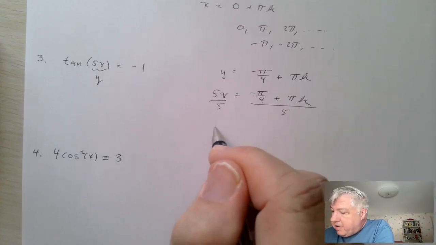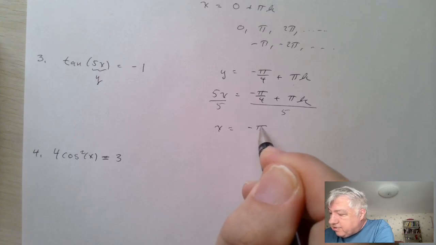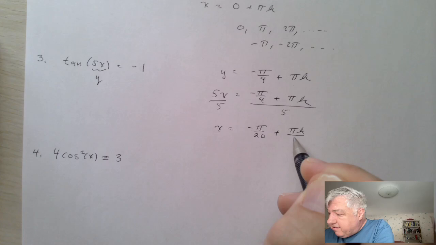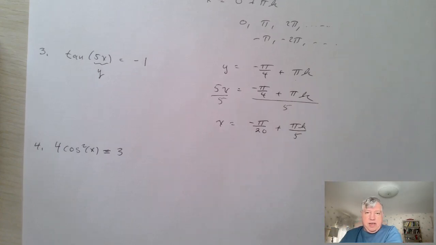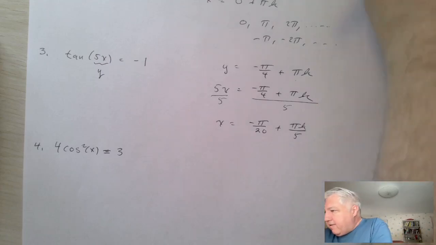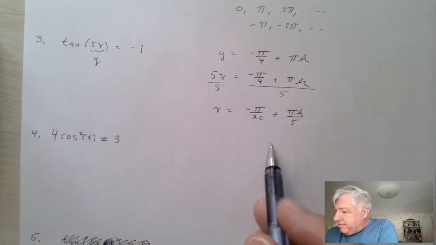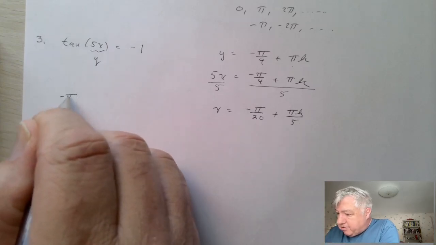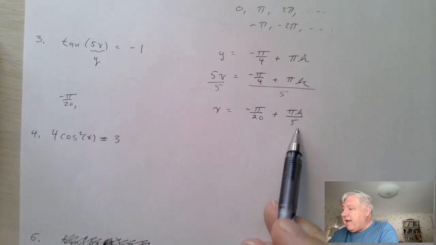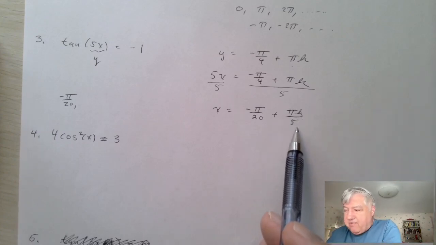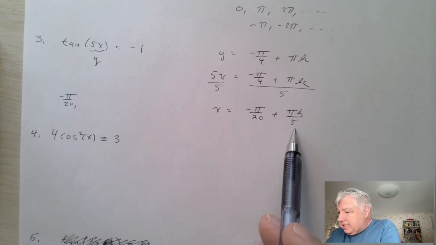And if we get that, we get x is going to be negative pi over 20 plus pi k over 5, where again k is an integer. So we can describe solutions like this. And now if we wanted to get a few solutions here, obviously if k is 0, we get minus pi over 20. If k is 1, that's pi over 5, which is the same thing as 4 pi over 20.